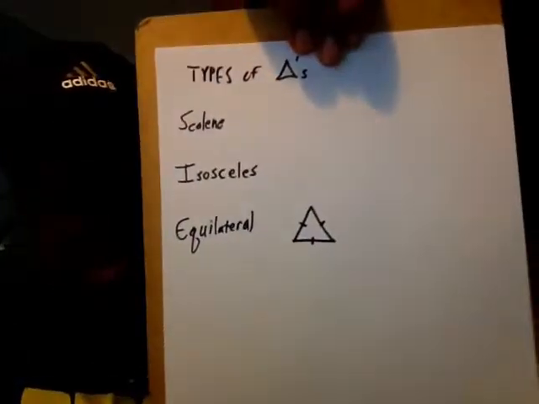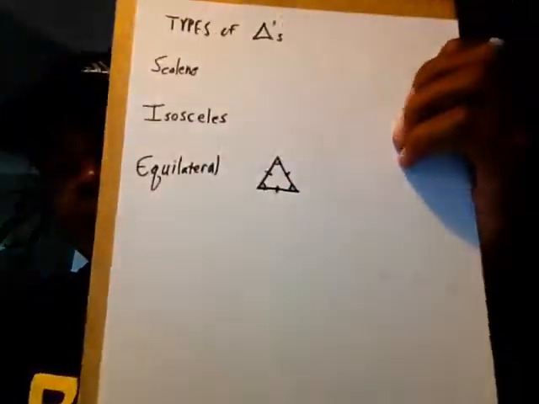Okay? Equilateral. That basically is a triangle. I went out of order. Equilateral triangle, that basically is equal sides as well as equal angles, and it will be labeled as such. Okay? Equal sides, equal angles, equilateral.